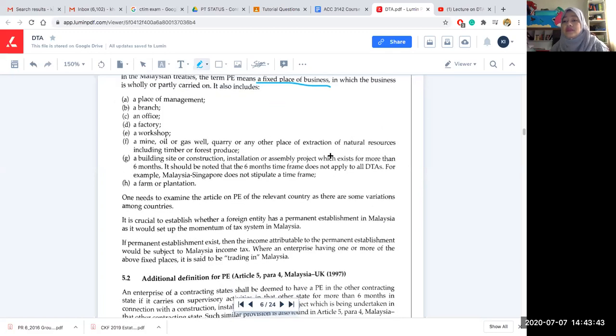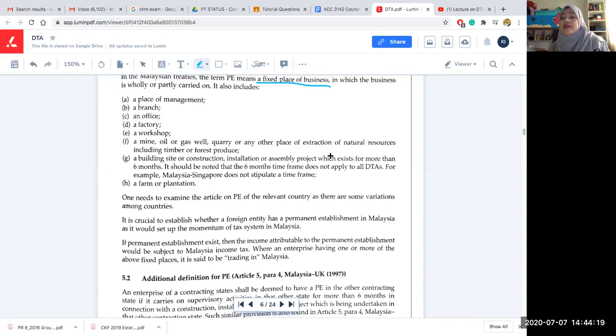So if you have any of these, it means that if you are a foreign company having a business in Malaysia, maybe you have an office, or a factory, or a farm or plantation in Malaysia, then it shows that you have a permanent establishment in Malaysia. When you have a PE in Malaysia, it means that you have to pay tax on the income derived from the business in Malaysia to the Malaysian government. Do you get that?